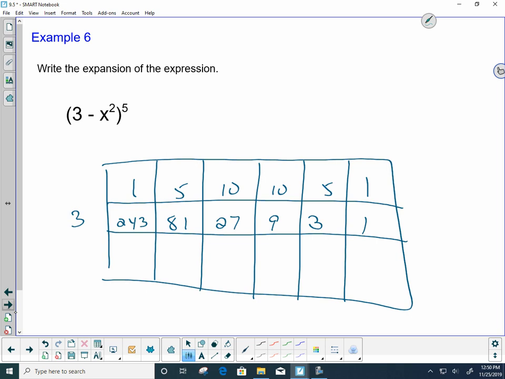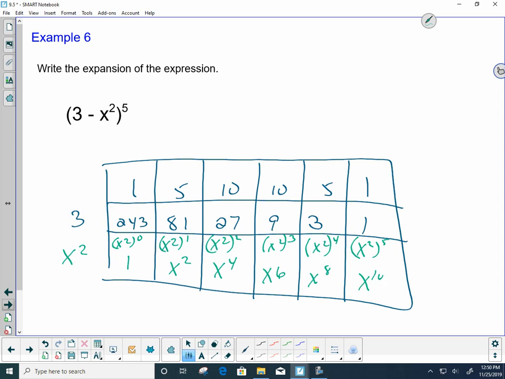And then x squared. So this first will be x squared raised to 0, which will just be 1. This will be x squared raised to the first, which is x squared. This is x squared raised to the second, which will be x to the fourth. X squared raised to the third will be x to the sixth. X squared raised to the fourth will be x to the eighth. And then finally, x squared raised to the fifth, which will be x to the 10th. Since I have this power in here, it's going to be 10 now.